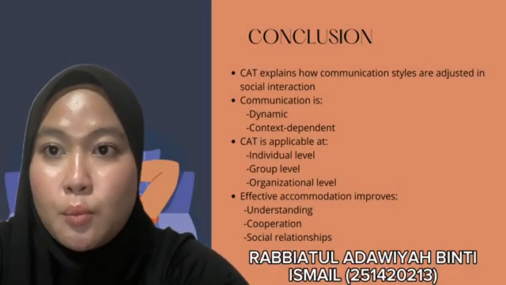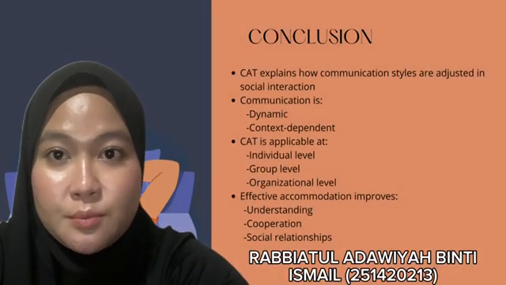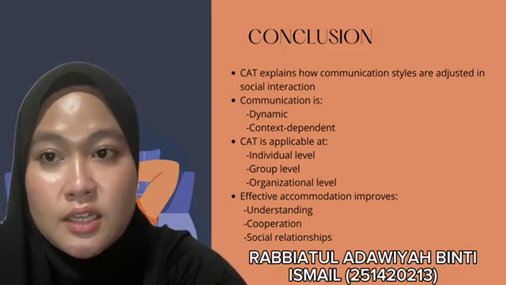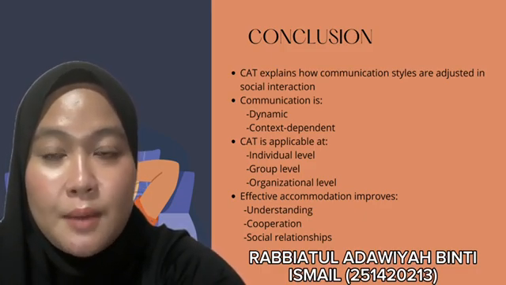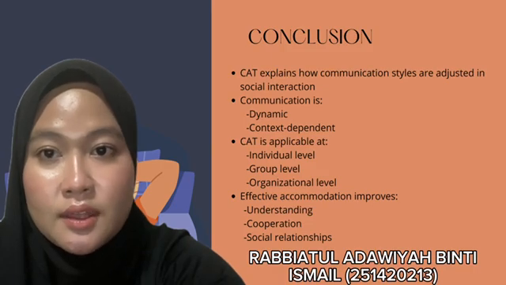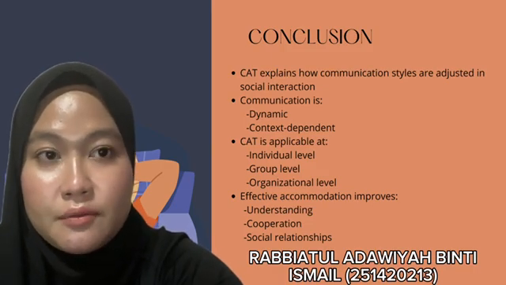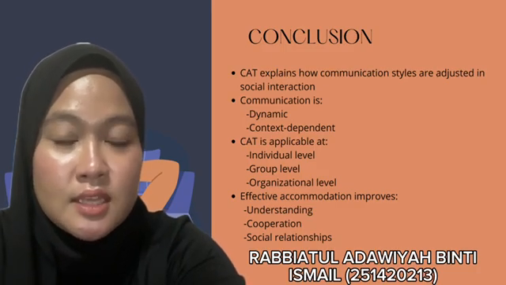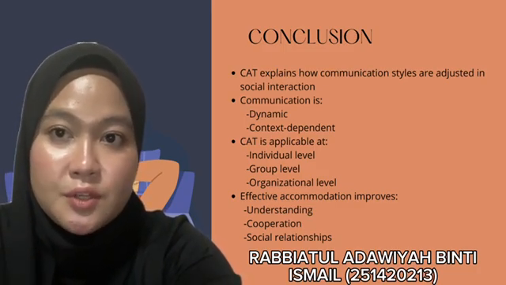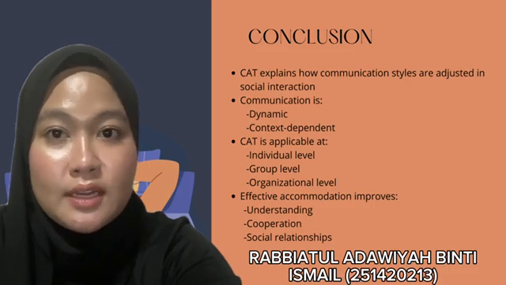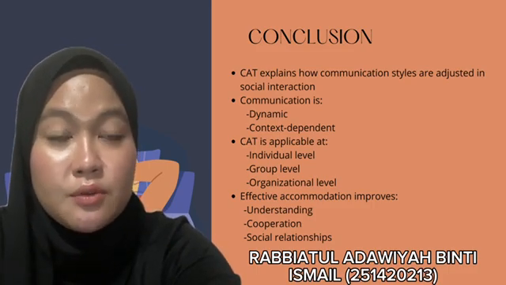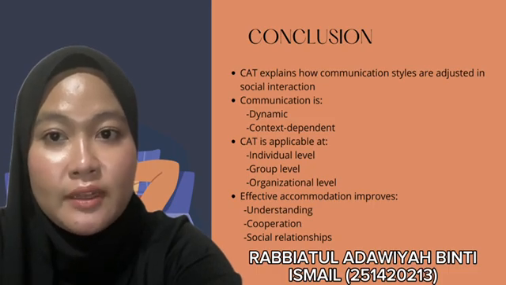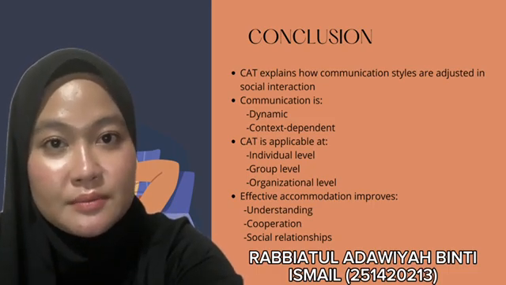To conclude, communication accommodation theory explains how people adjust their communication styles during social interaction. It shows that communication is not fixed, but dynamic and highly dependent on the situation and the people involved. Through strategies such as convergence and divergence, individuals can either reduce social distance by using a friendly tone or maintain authority by using a formal style. This adjustment helps people communicate more effectively in different contexts.